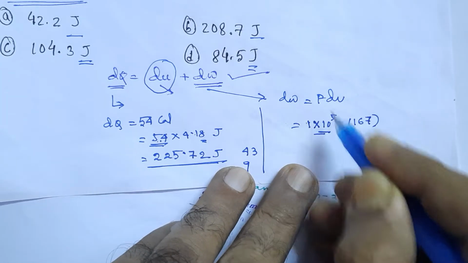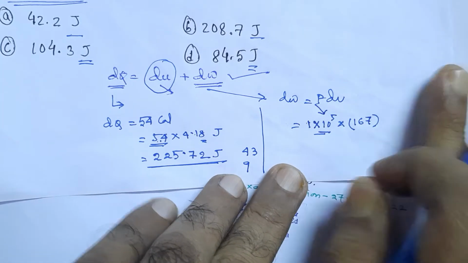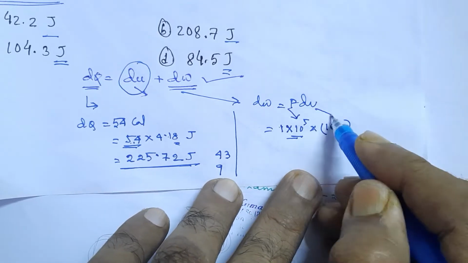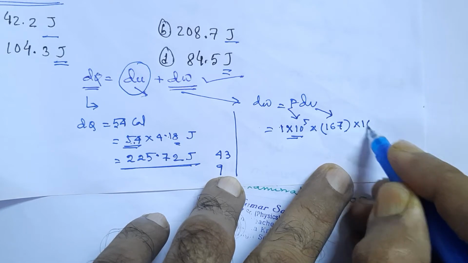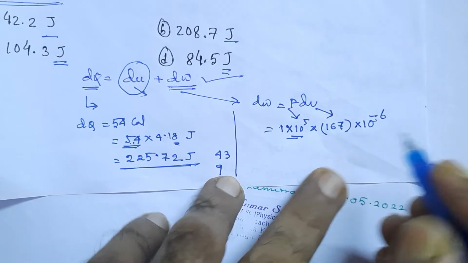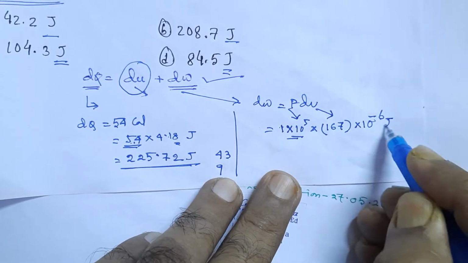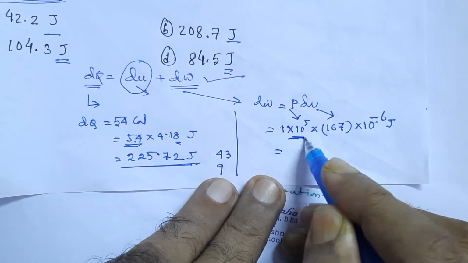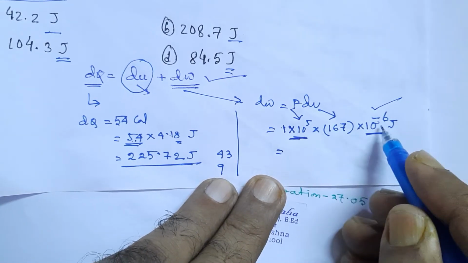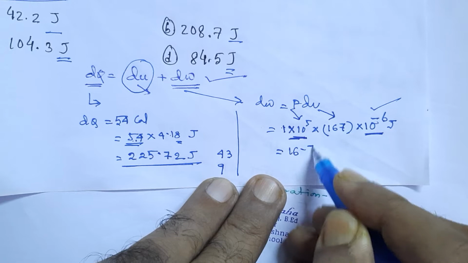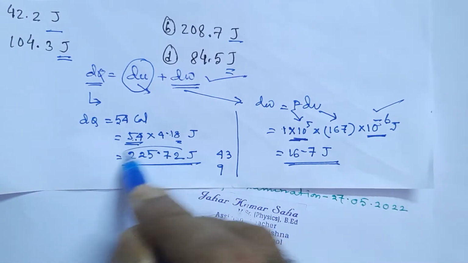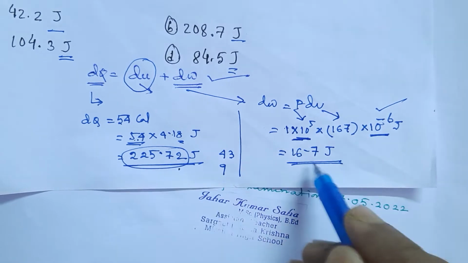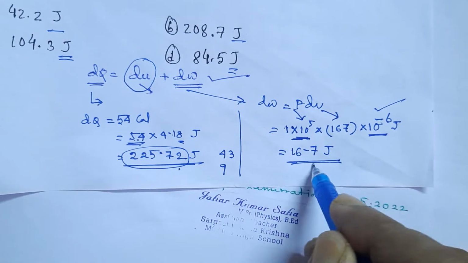But we have put P in Newton per meter square unit, so we have to put dV in meter cube unit, and for that we multiply it by 10 to the power minus 6. So PdV is in joule unit: 10 to the 5 into 10 to the minus 6 into 167 gives 16.7 joule. So dQ is 225.72 joule, and dW is 16.7 joule.